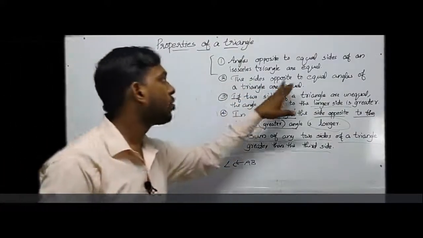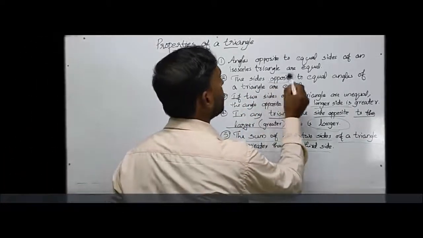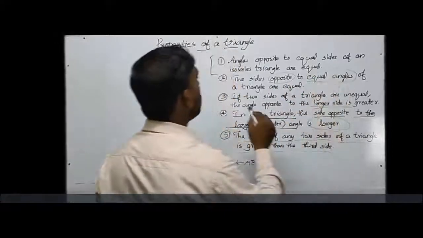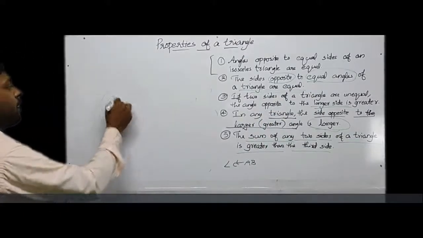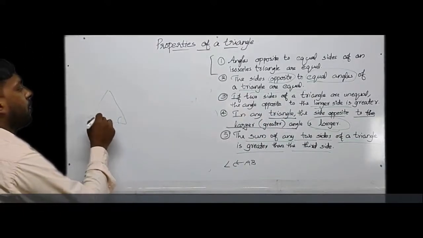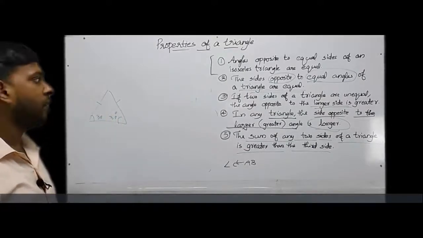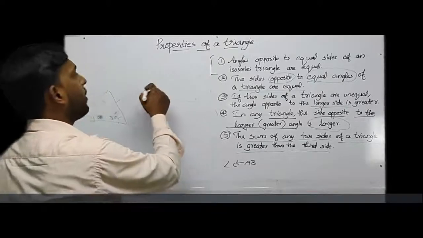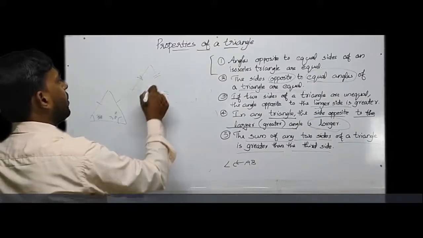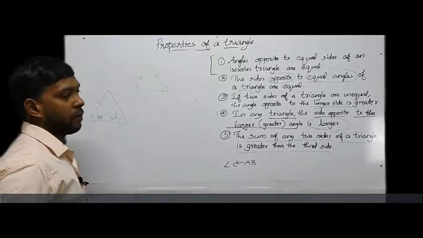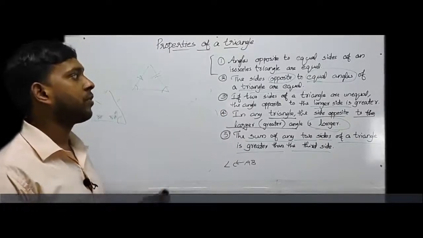Secondly, we understand that the sides opposite to equal angles of a triangle are equal. So if in a triangle two angles are equal, then their opposite sides will also be equal. First we understood that if two sides are equal, then their opposite angles will also be equal.